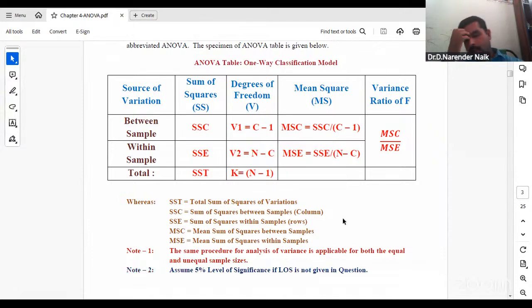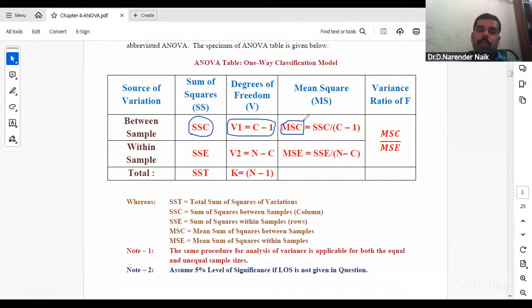Before that, once again, see this table carefully. This table is very important and plays a vital role in solving the problem. Observe carefully, my dear students. First, we need to find the sum of squares between samples, SSC. Then V1, the degrees of freedom. Degrees of freedom is always N minus 1, and there are separate table values. Then mean squares, MSC.